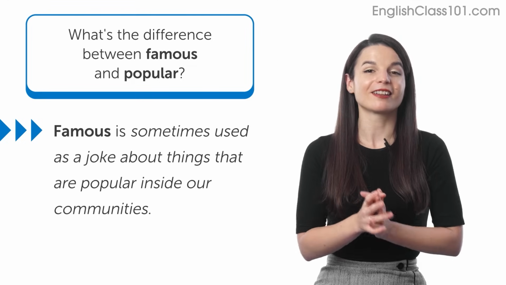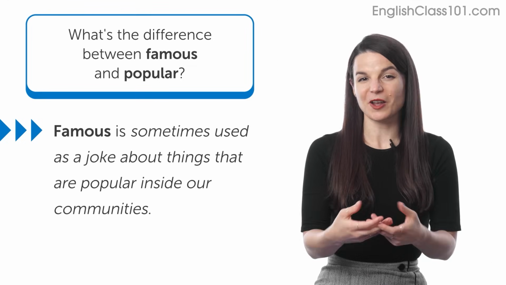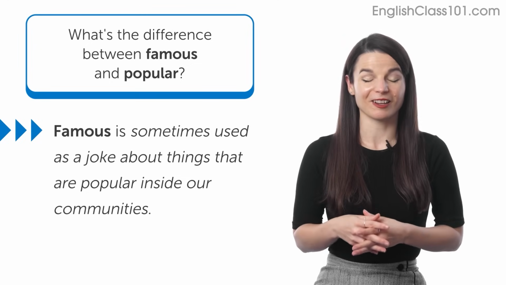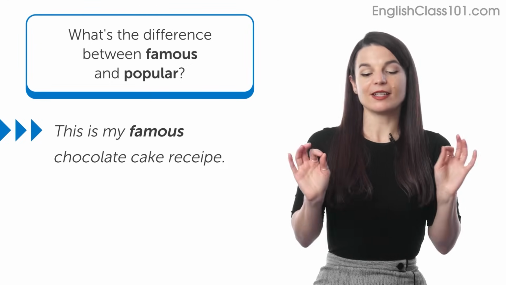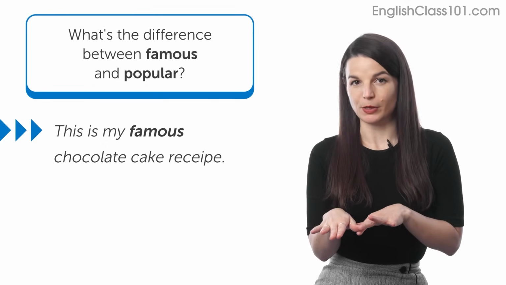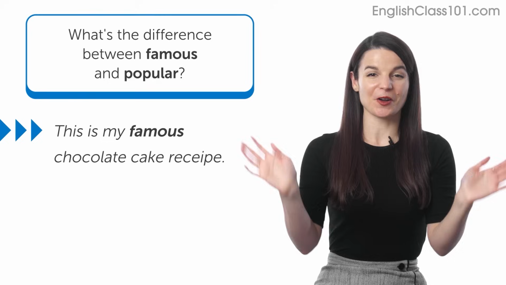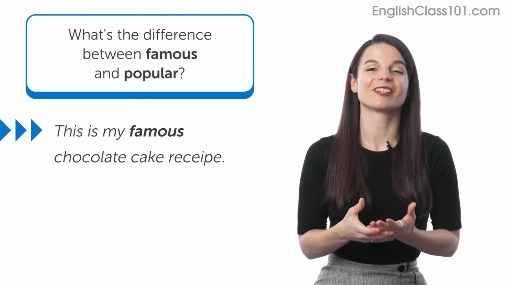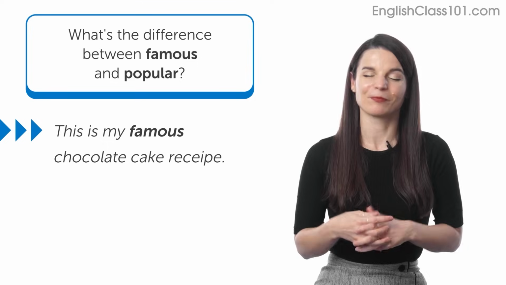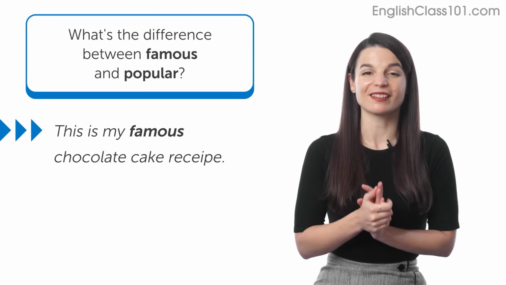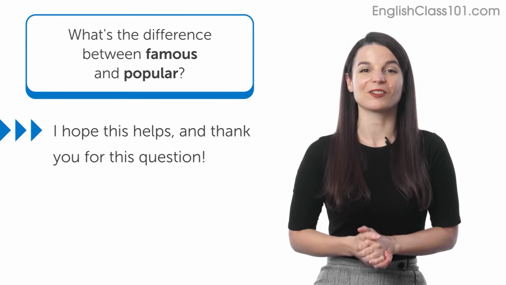Also, sometimes we like to use famous as a little joke about things that are popular inside our communities. We tend to do this a lot with food. Like you might say, this is my famous chocolate cake recipe. It doesn't mean that the world knows about the chocolate cake recipe. It just means that many people around you really, really like that chocolate cake. So this is the difference between famous and popular. Thanks for sending this question along.